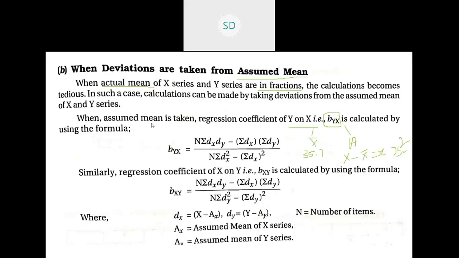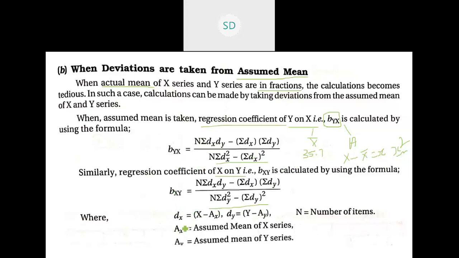Okay, then when you take up the other equation, that is x on y, if you compare these two, the numerators of these two formulas are the same, that is n into sigma dx dy minus sigma dx into sigma dy. But when you take the denominators, for y on x you have x in both the places. In x on y, you have y in both the places. Okay, so these are both the formulas to calculate the regression coefficient.